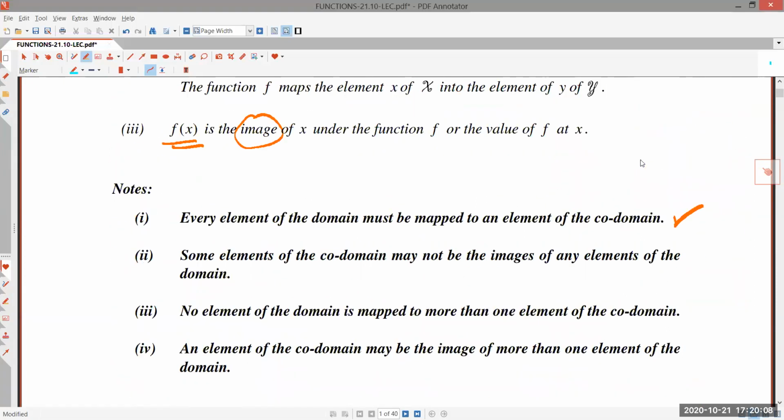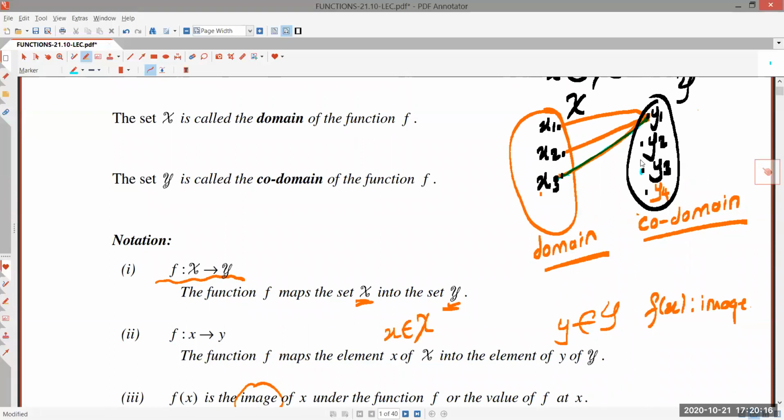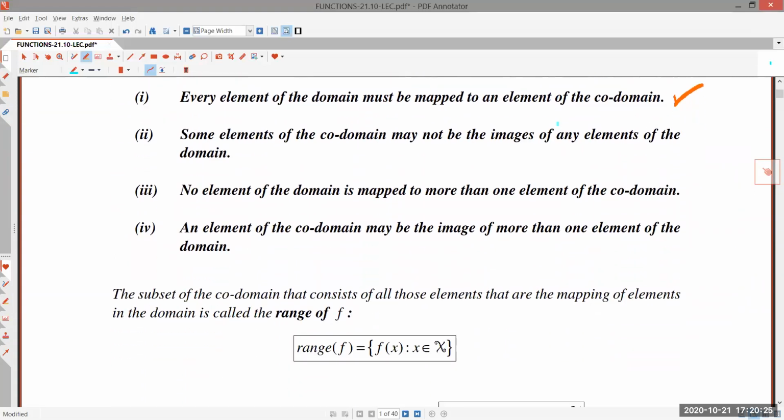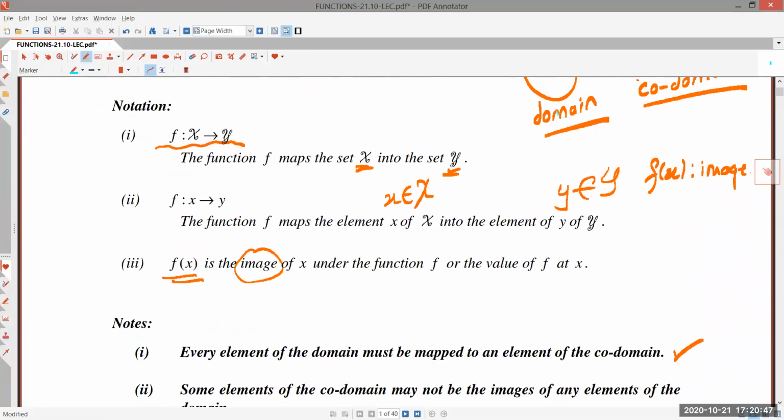And an element of the codomain may be the image of more than one element of the domain, and this is the case, for example, with y1. y1 is the image of x1, x2, and x3, and that's also acceptable when we write functions. The subset of the codomain that consists of all those elements that are the mappings of elements in the domain is called the range of f, right? When we look here, what is the range of f?